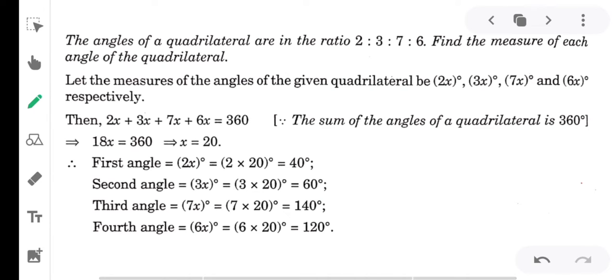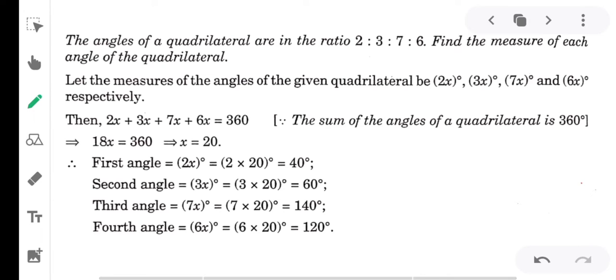The angles of a quadrilateral are in the ratio 2:3:7:6. Find the measure of each angle of the quadrilateral. Okay, so the angles are given in ratio.